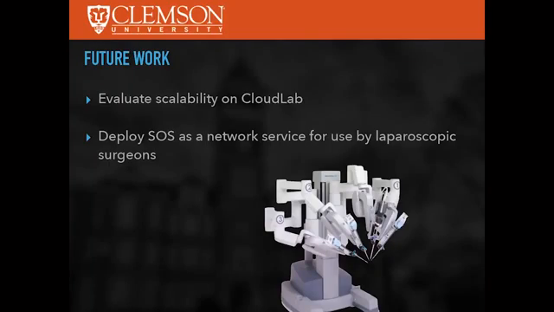So future work. This is great, and we're really excited about this. But currently, we are trying to test scalability in CloudLab. We tested in Genie, and you saw the results. But CloudLab provides us with resources that are going to be similar to the resources that these geneticists, bioengineers, or bioinformaticists are going to have at their disposal.